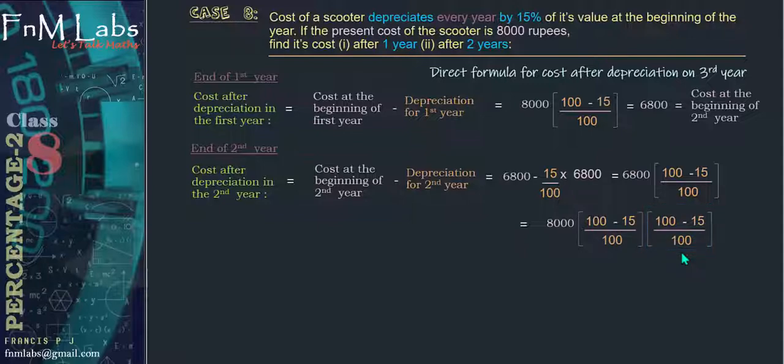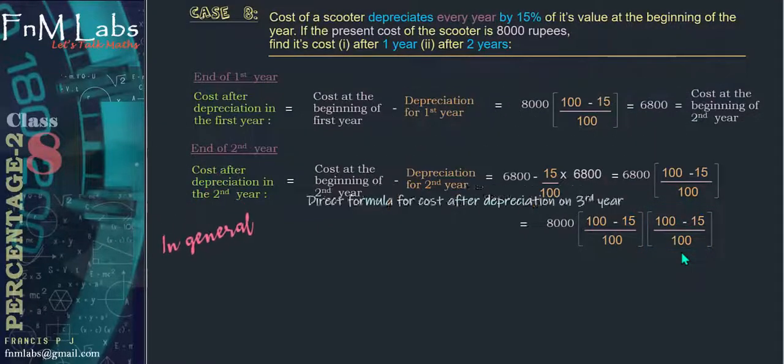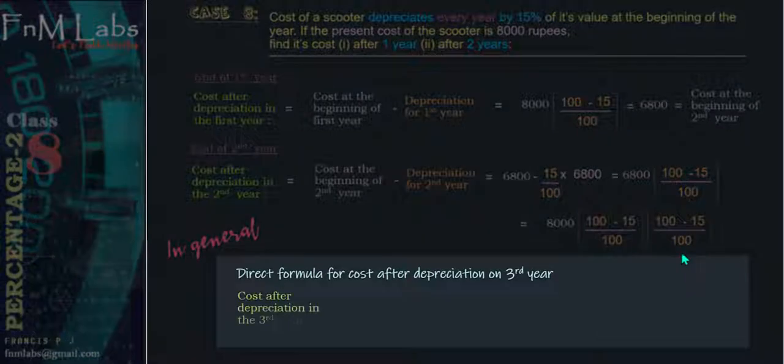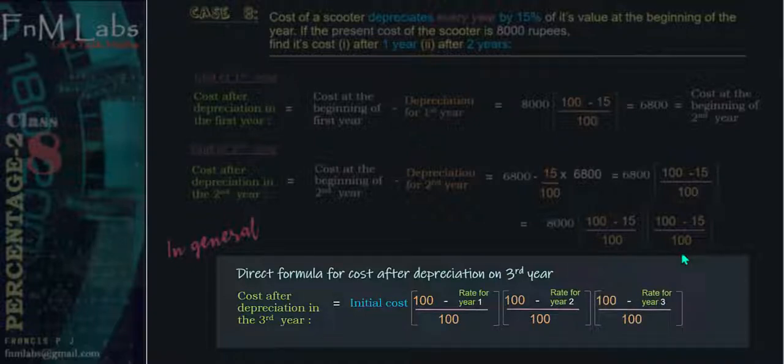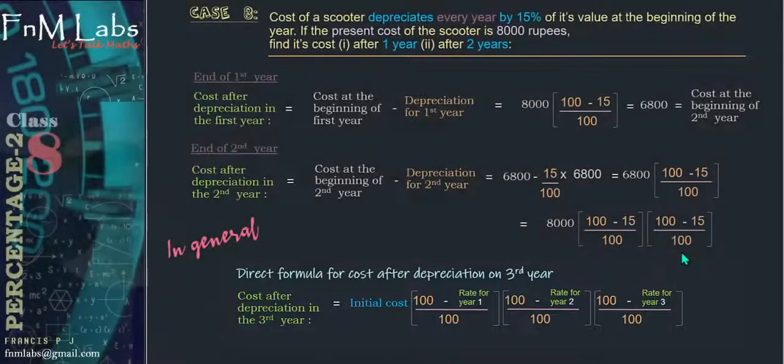Now thinking like this, we have a general formula for cost after depreciation on third year as equal to initial cost times (100 minus rate for year 1)/100 times (100 minus rate for year 2)/100 times (100 minus rate for year 3)/100. Now we have a general direct formula for calculating cost after depreciation on third year. Now this can be extended to any number of years.